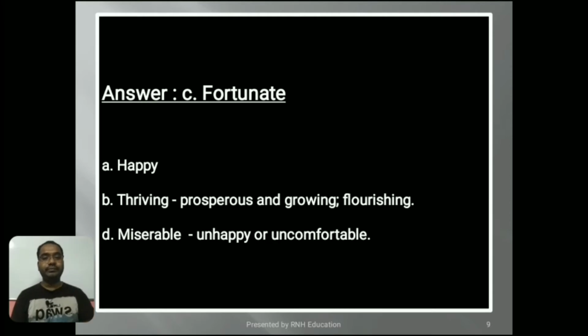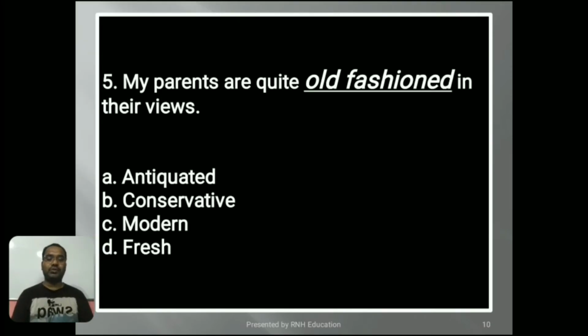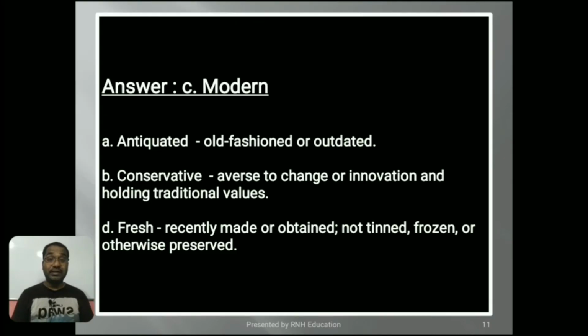Going to the next question, that is question number 5. My parents are quite old-fashioned in their views. The word is old-fashioned, and the options are A. antiquated, B. conservative, C. modern, and D. fresh. Let us check the solution. So the answer should be modern. Old-fashioned, the opposite should be modern.